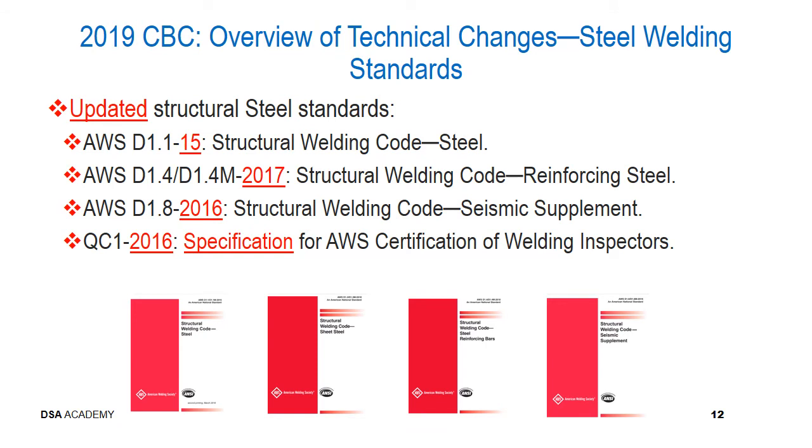There have been some updates to the structural steel welding standards. For the AWS D1.1, there's now the 2015 edition for the structural welding code for steel. Similarly, for the remaining ones here, there's the AWS D1.4, a 2017 edition for the structural welding code for reinforcing steel, and AWS D1.8, the 2016 edition, the structural welding code for the seismic supplement. And now there is the QC1 2016, which is the specification for AWS certification of welding inspectors.